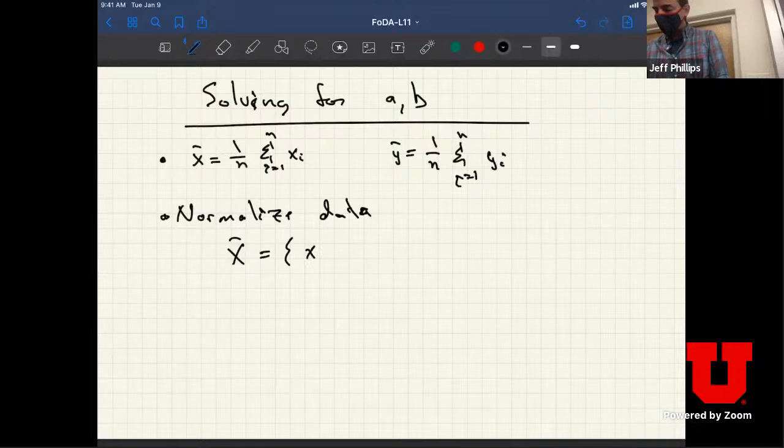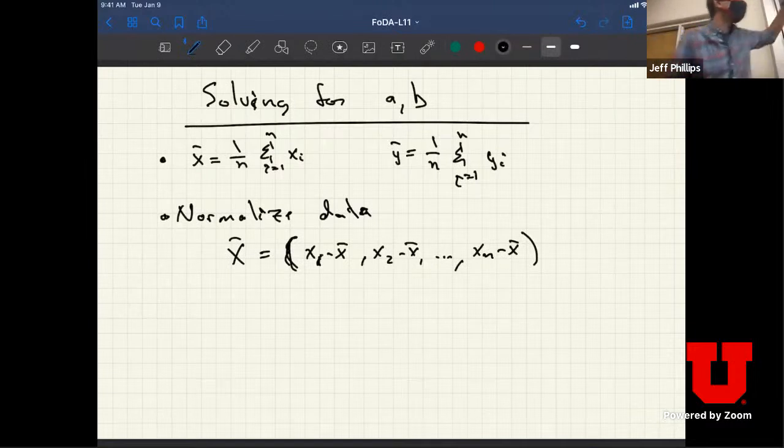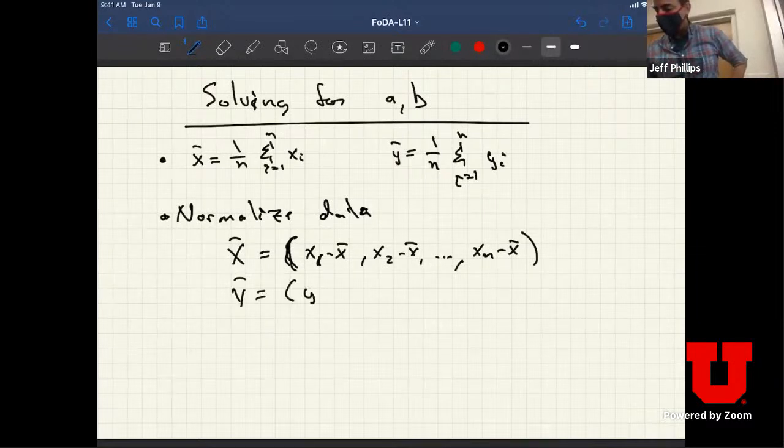where the first term is going to be X1 minus X bar, then X2 minus X bar. It's actually going to be this vector, up to Xn minus X bar. Typically, I'd write a vector as a lowercase x, but I'd have to introduce some new variable name, so I'm just using uppercase in this case. And we'll do the same thing with y: Y1 minus Y bar, Y2 minus Y bar, Yn minus Y bar.